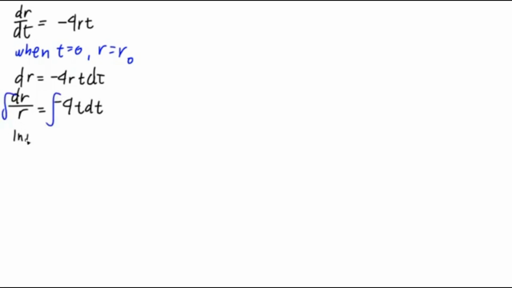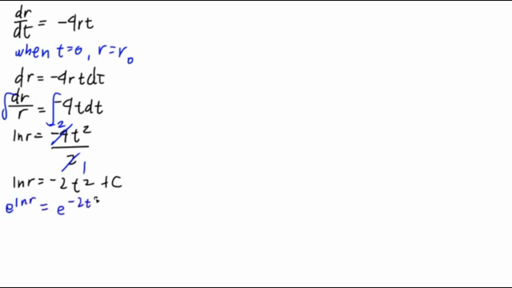Magiging ln r is equal to negative 4t squared all over 2. Cancel natin to, magiging 2, negative 2. Ito magiging 1. So, magiging siyang ln r is equal to negative 2t squared plus c. Gawin natin dalawa as both, magiging both powers of e. So, magiging e raised to ln r is equal to e raised to negative 2t squared plus c. So, itong dalawa, pwede natin ihiwalay, magiging siyang e raised to ln r is equal to e raised to negative 2t squared times e raised to c.